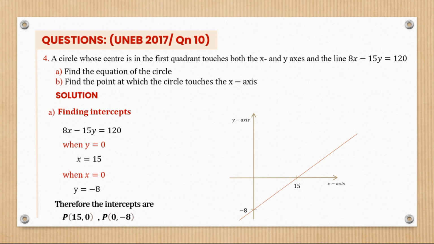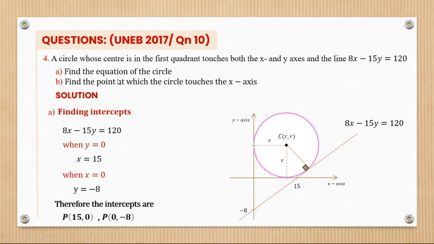Now we've drawn the line, we can place the circle. We've been told that the circle is in the first quadrant and touches both the x and y axes, and the line 8x minus 15y equals 120. So the circle touches this line, and it touches both the x and y axes, as you can see, and it is in the first quadrant. When a circle touches both the x and y axes, the coordinates of the center are both equal to the radius. So both of them are going to be equal to r, and that shall be our diagram. Now that we know that, we can solve and find the equation of the circle.